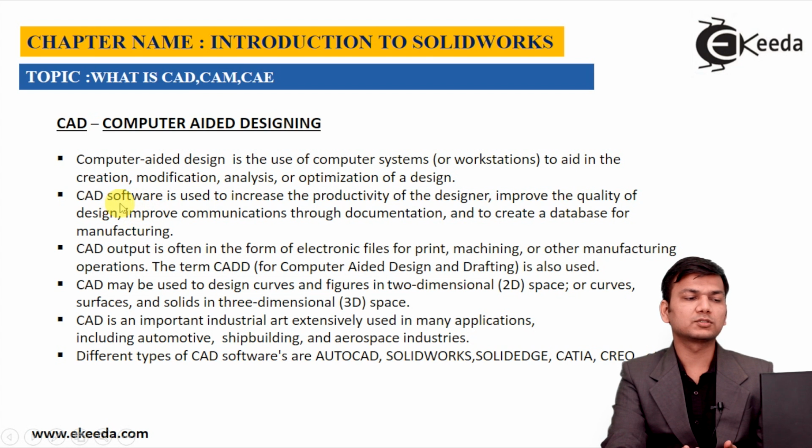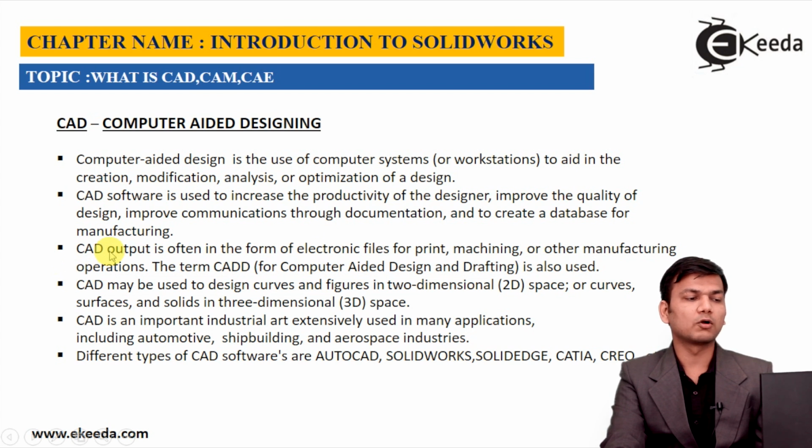Now, CAD software is used to increase the productivity of the designer, improve the quality of the design, improve communication through documentation, and to create a database for manufacturing. It means we can increase the quality of the designs by using modification tools and to pass the documentation from one file to another, like software to software. Suppose SolidWorks files can be accessed by ANSYS software, so like this we can share our data.